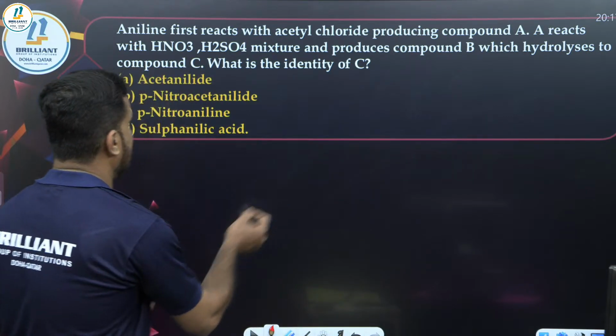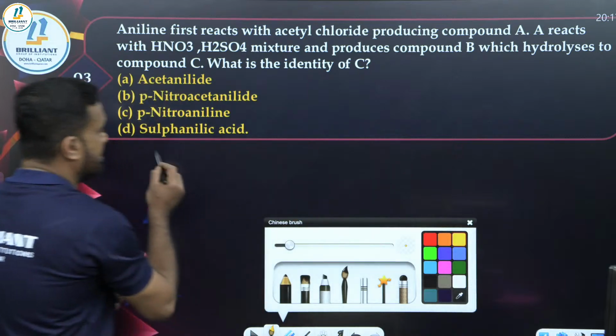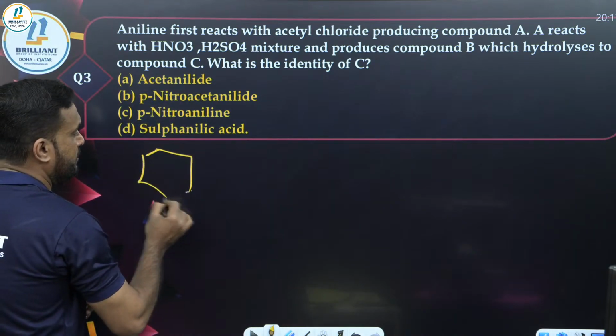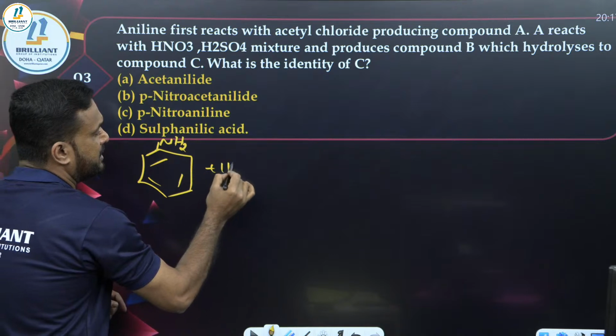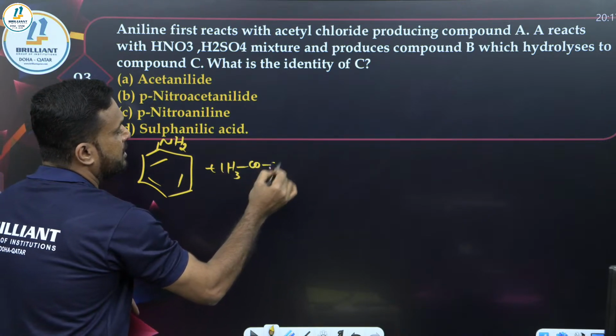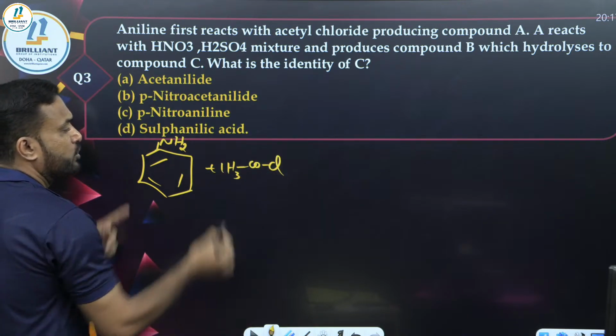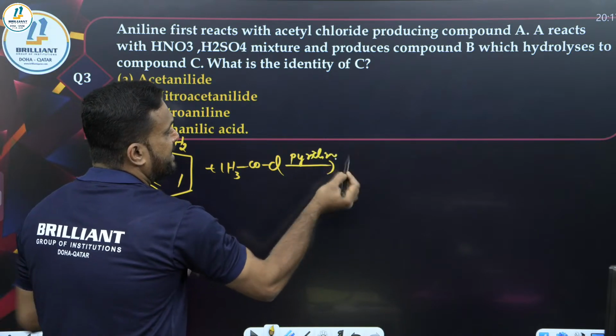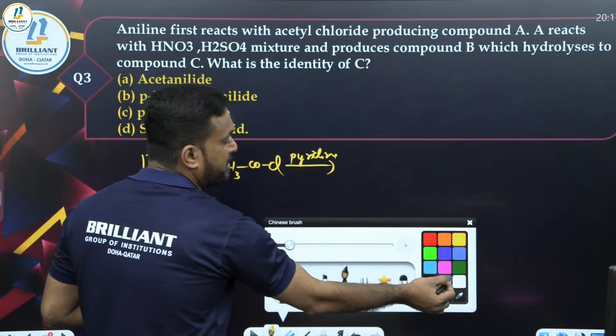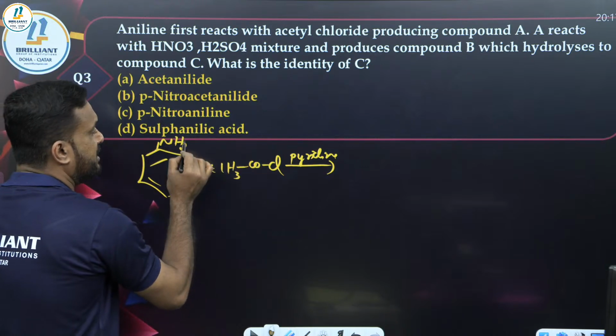What is indirect nitration? Indirect nitration means we take aniline, NH2, and first treat it with CH3COCl, acetylation, in the presence of pyridine. That pyridine prevents the backward or reverse reaction. Then the reaction will take place like this.